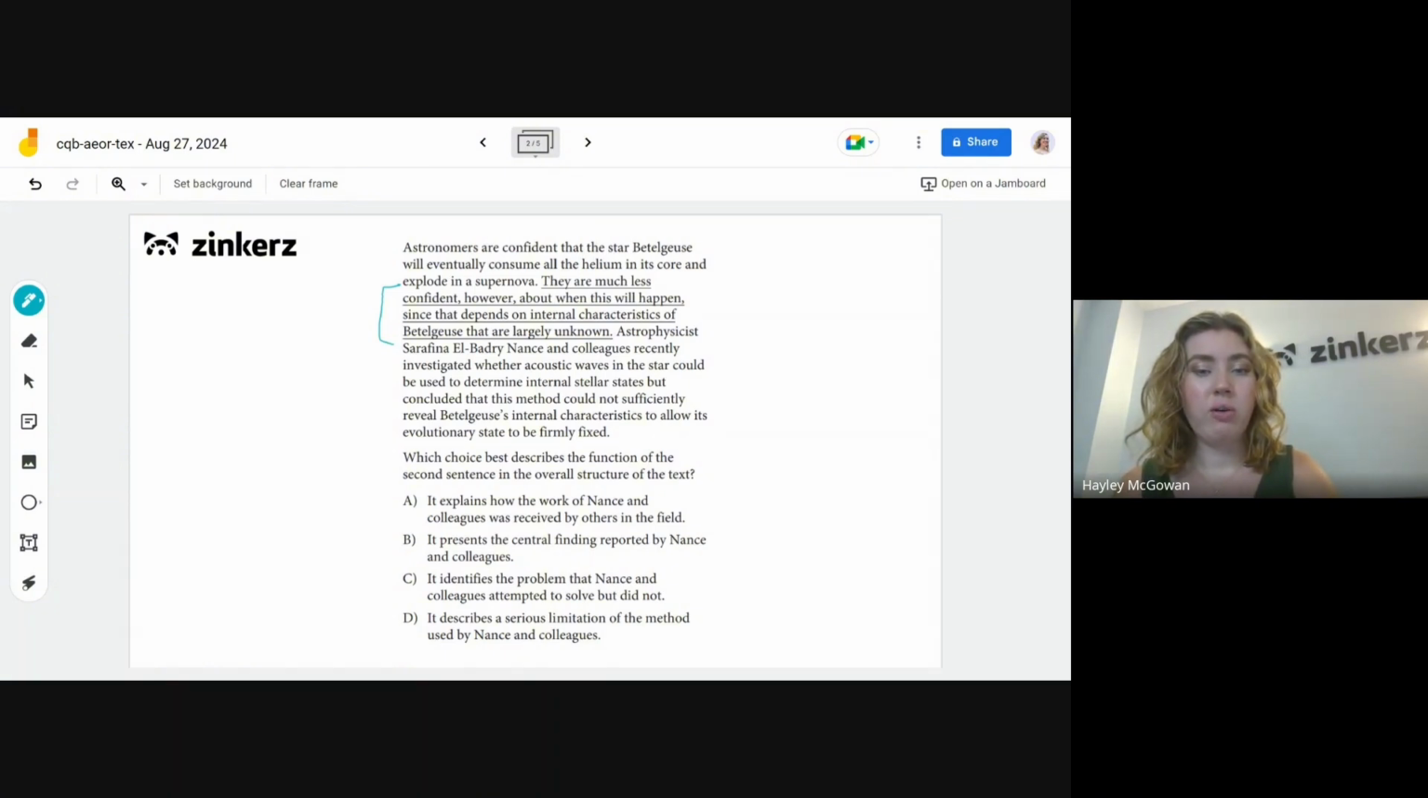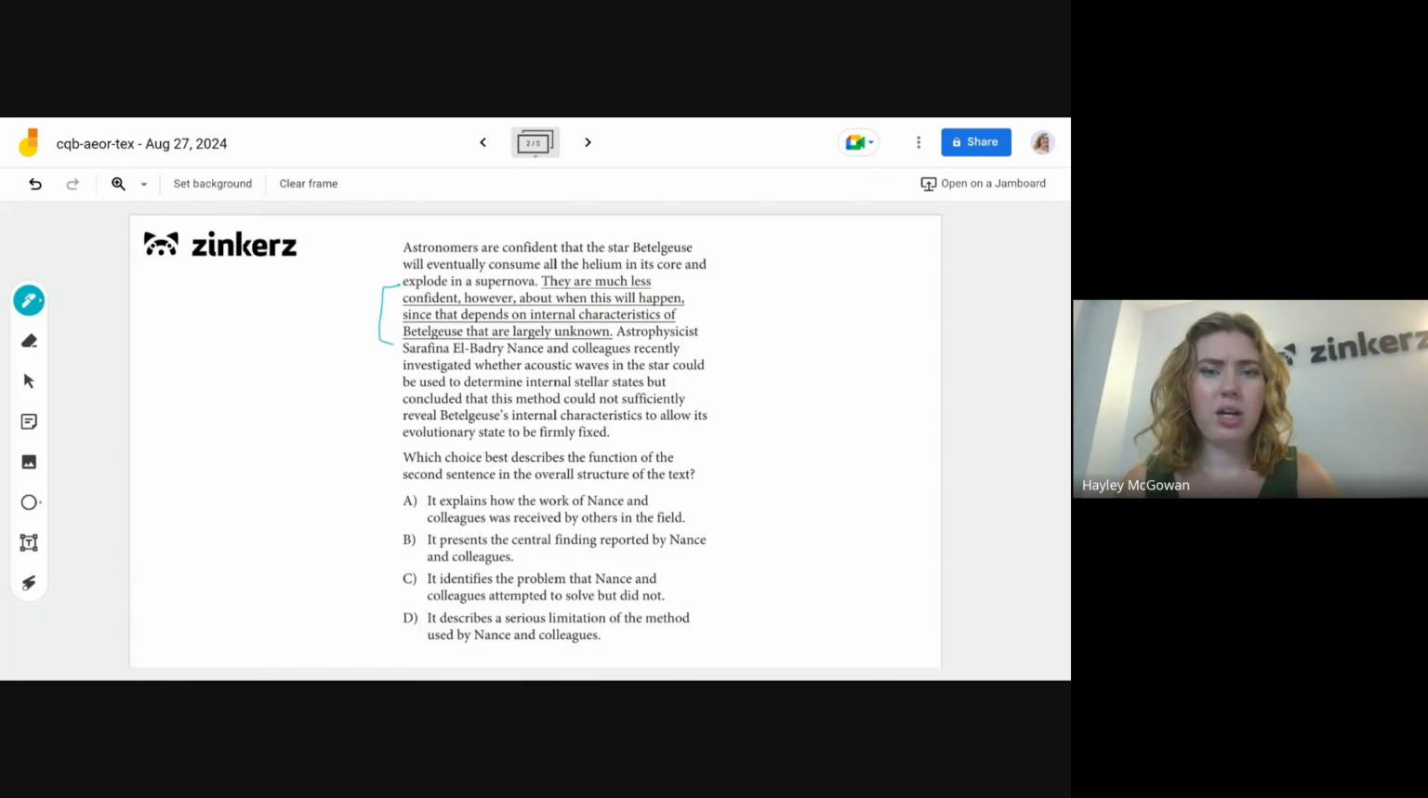All right, so we have this idea that they are kind of expecting this phenomenon to happen, to explode in a supernova. And then they look into it in the second portion of the text, but it seems like they aren't really able to find a solution. Seems like we're missing something, so let's look at these underlined lines.